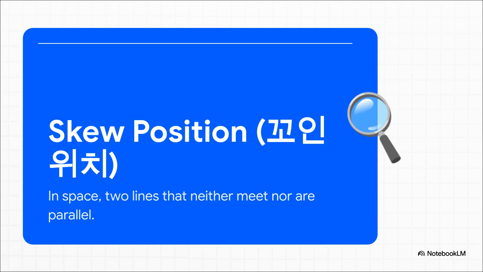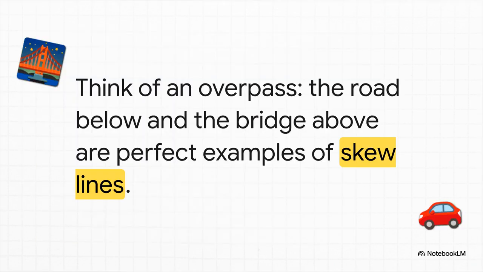This is called a skew position, or kikoinwichi. These are lines that just fly right past each other in 3D space. They aren't parallel, but because they exist on totally different levels, different planes, their paths will never, ever cross. The easiest way to picture this is an overpass on a highway. The road you're driving on is one line. The bridge that crosses way up over your head is another line. They aren't parallel, right? But you're certainly not going to crash. They are in a skew position.